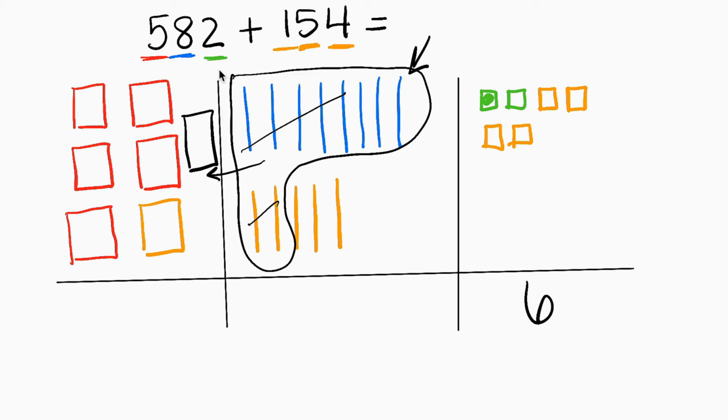So those 10 blocks don't exist anymore because now we have the 100 block. So now let's look at how many tens we have left, and we have 3. So that is represented by 30. 3 tens has a value of 30.